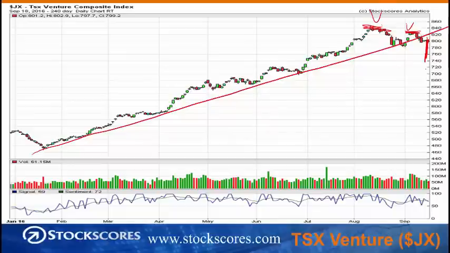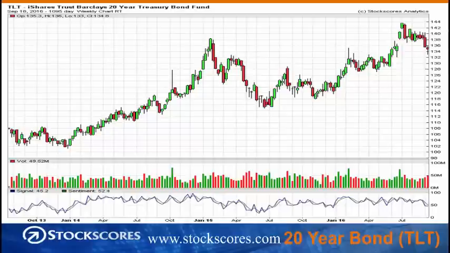Why is that happening? Well, gold is weakening. Oil has been weak. Looks like it could get weaker. So that could cause the TSX Venture to move lower. On the Treasury bonds, we've got our upward trend line.